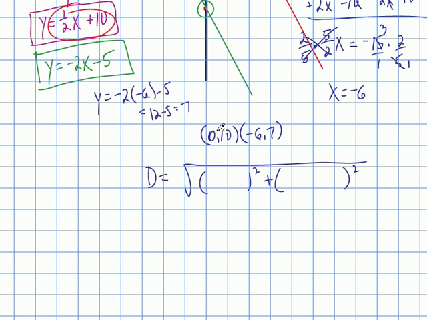All right, so subtract the x's. So negative 6 minus 0 is just negative 6, or we could just say 6, couldn't we? 10 minus 7 is 3. So what's that? 36 plus 9, which is 45, just like I said. Sorry for the mix-up in there.